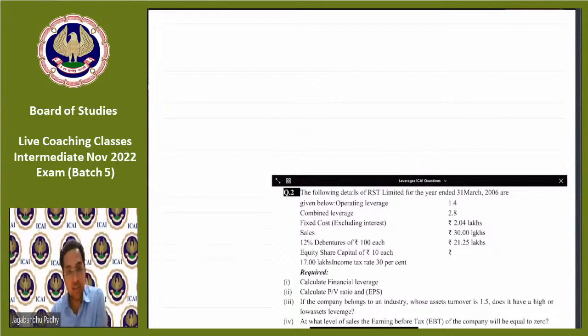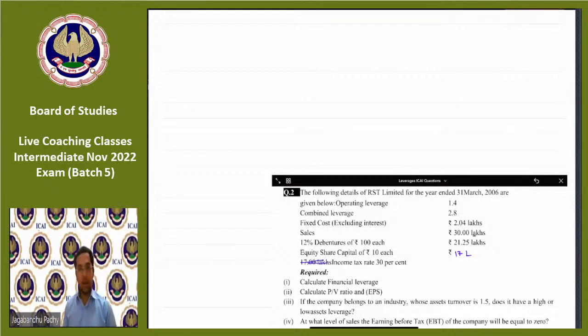The following details of RST Limited for the year ended 31st March 2006 are given below. Operating leverage of 1.4, combined leverage of 2.8. Fixed cost, excluding interest, is 2.04 lakhs. Sales is 30 lakhs. 12% debentures of rupees 100 each. Equity share capital of rupees 10 each, 17 lakhs. Income tax rate is 30%.